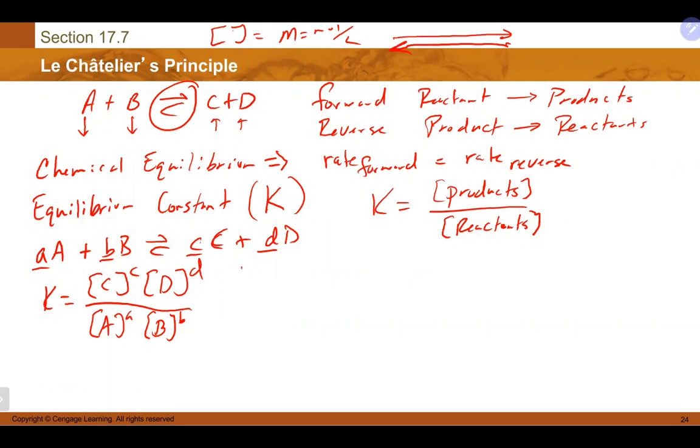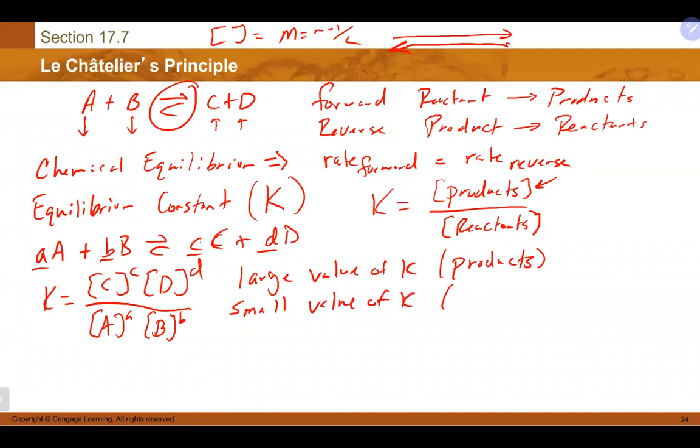If we have a large value of K, that means that when we reach equilibrium, we should mainly have products. Just mathematically speaking, to get a large number, you would need more products up on top divided by a smaller number on the bottom. If you have a small value of K, that means when you reach equilibrium, you would have more reactants. Same idea. To get a small value, you would need a larger amount in the denominator to end up with a smaller number.